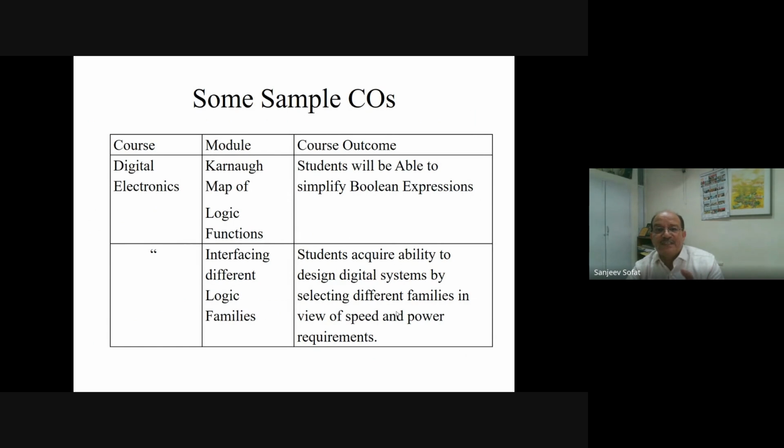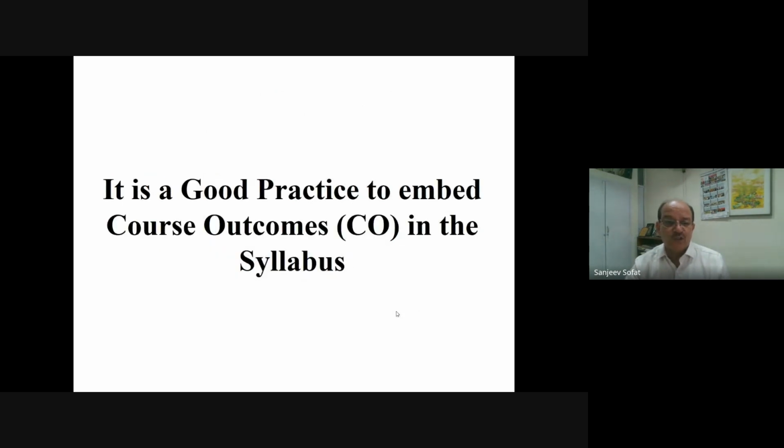These are some sample COs, course outcomes. Digital electronics course: in case I'm teaching K-maps there, student will be able to simplify Boolean expressions. In case I'm teaching interfacing of different logic families, student acquires the ability to design digital systems by selecting different families in view of the power requirement. These are some of the course outcomes. Maybe Dr. Meenakshi has talked to you about the course outcomes. These are some examples of the course outcomes there.